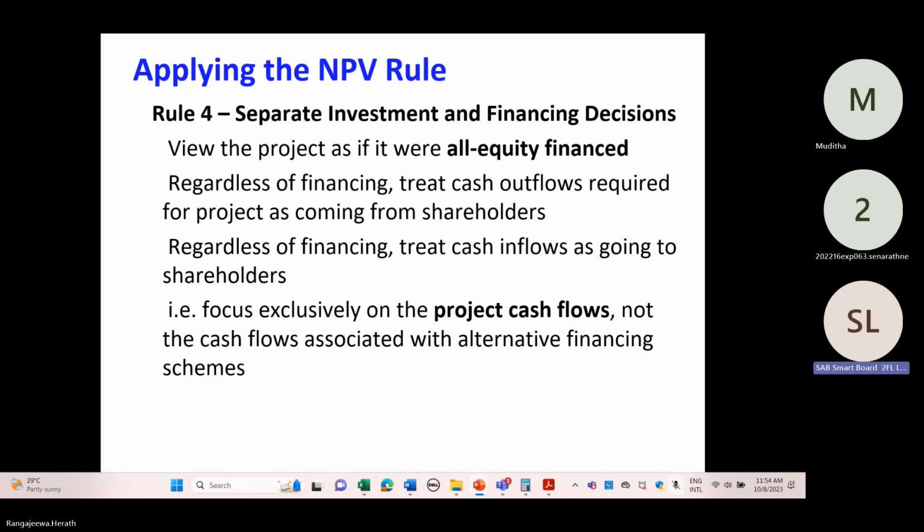The next one is separating the investment decision and the financing decision. I explained at the beginning, the whole project is all equity finance. Again, we take the cost of capital like a business regardless of the finance, and treat the cash flows required by the project as coming from the shareholder. So basically, you should ignore the financing aspect. Focus exclusively on project cash flows, not cash flows associated with the financing risk.